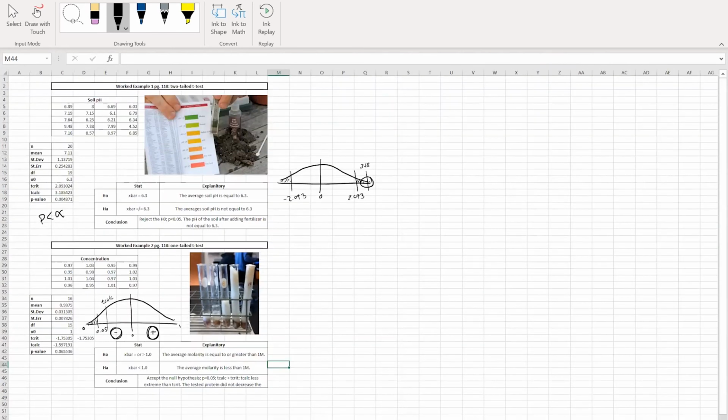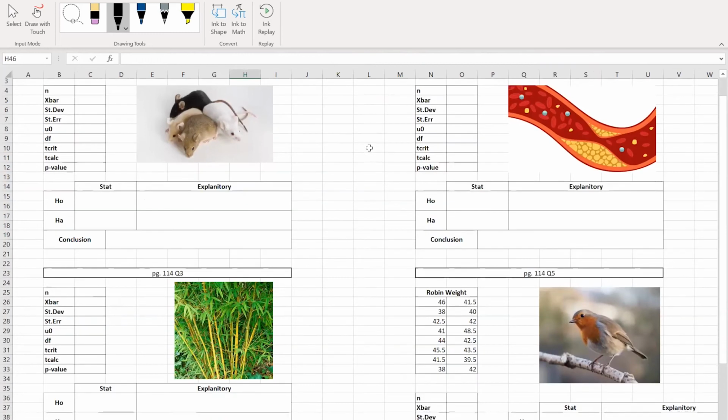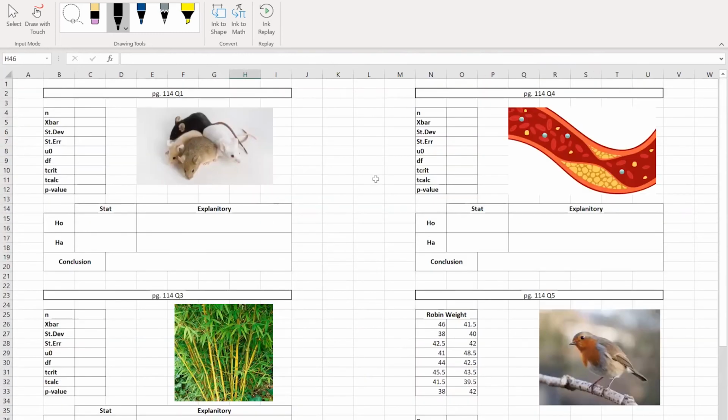Okay. So go ahead and work on these group work examples, and then we will go over them in a second.